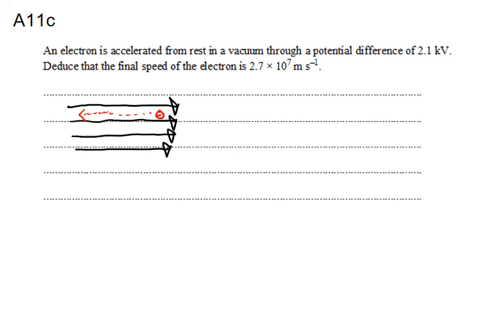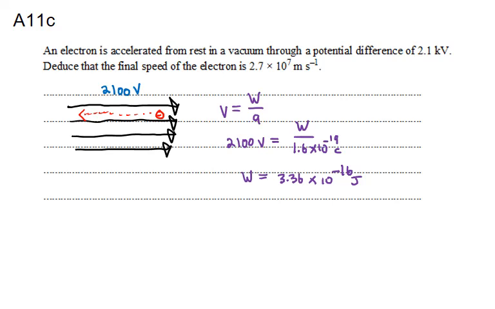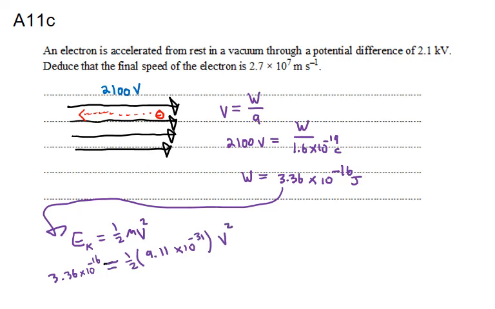Okay, so our field is set up, and this is going to be going against the field, and it's accelerated from rest, 2100 volts, and same process here that we did before. We know the charge, we know the voltage, and this is the energy it's going to receive by going through that potential difference, and all of that energy is going to turn into kinetic energy. So it should be going 2.7 times 10 to the 7th meters per second as a result of going through that potential.